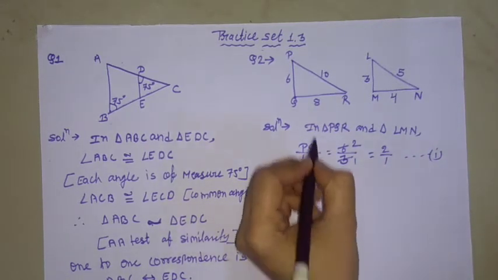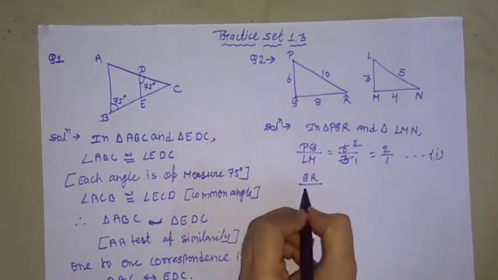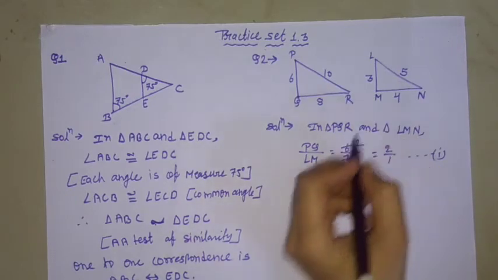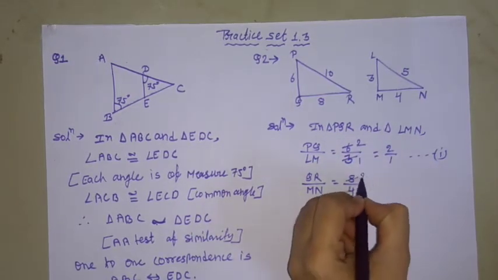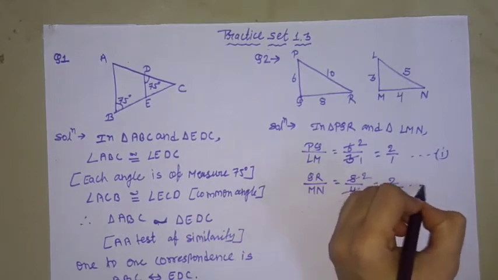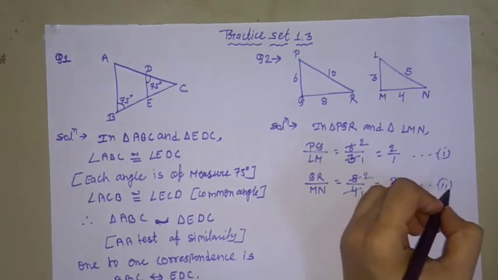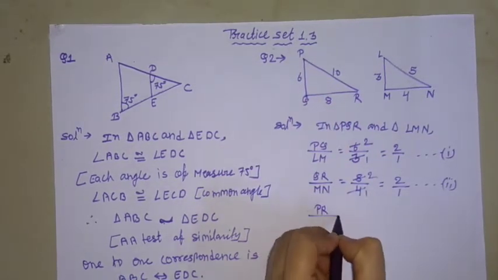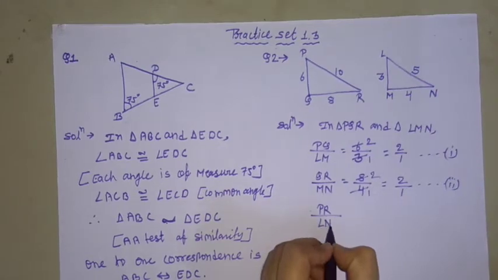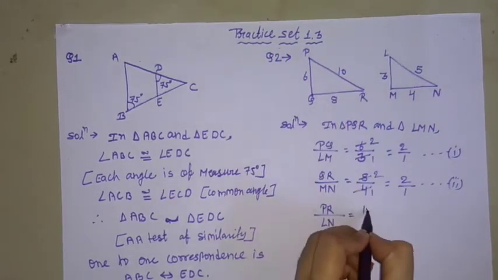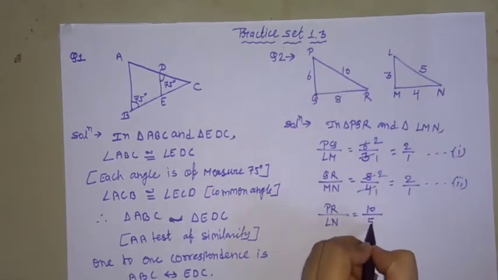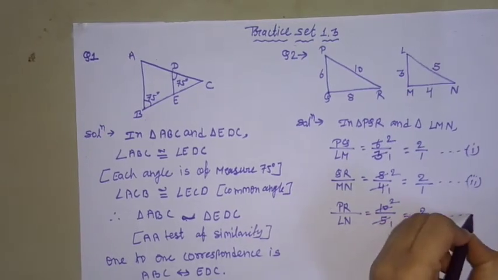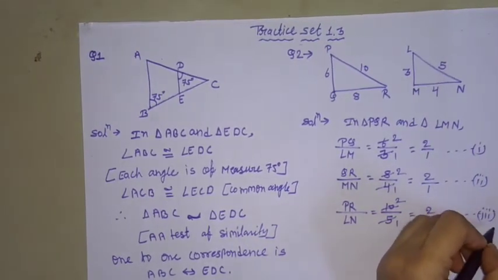And QR divided by MN equal to QR equal to 8 and MN equal to 4. 4 ones are 4, 4 twos are 8, 2 divided by 1. It is denoted by second equation. Same as PR divided by LN equal to PR equal to 10 and LN equal to 5. 5 ones are 5, 5 twos are 10, equal to 2 divided by 1. It is denoted by third equation.